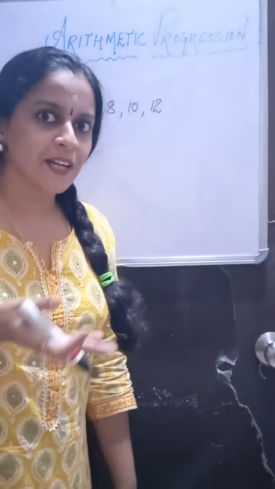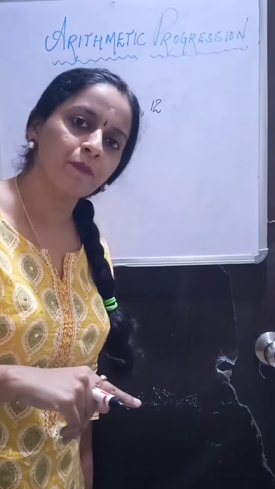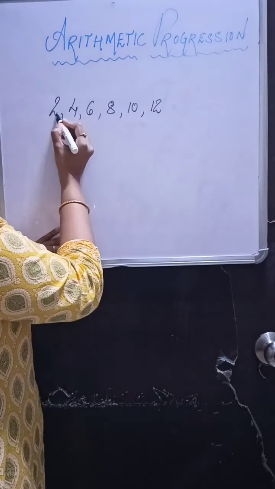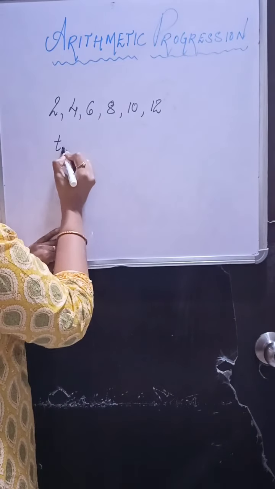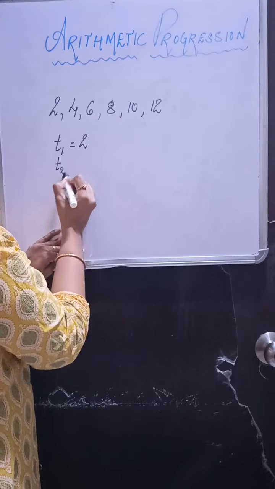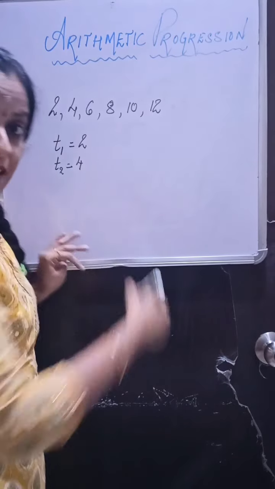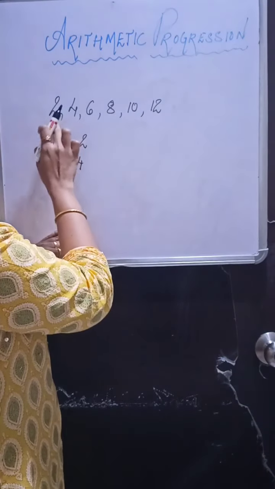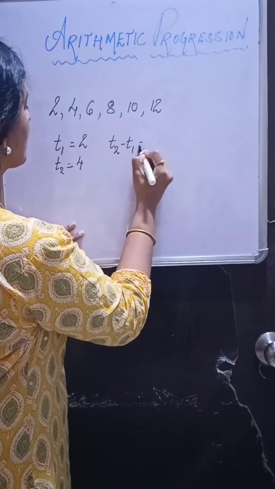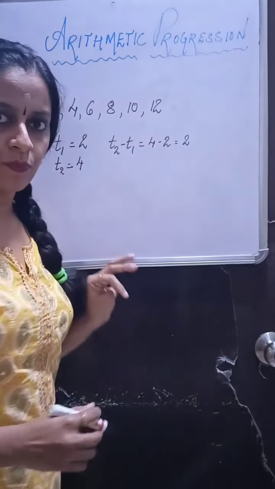How did I confirm that it is an arithmetic progression? How will you check whether it is an arithmetic progression or not? You will take the first term. Let us take it as T1. T1 is 2. T2 is the second term, which is 4. Subtract second term minus first term. T2 minus T1 is equal to 4 minus 2, which is equal to 2.